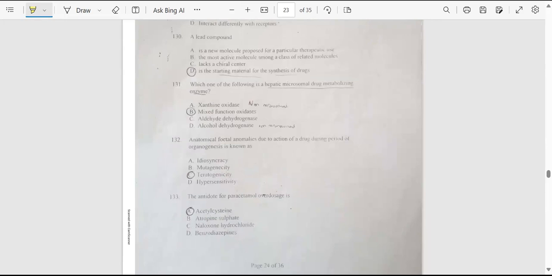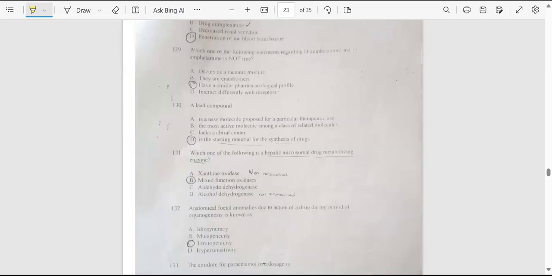So what is a lead compound? So a lead compound. Okay, Felicia thinks the answer is C. I think it's for the previous question, 129. Oh, okay.